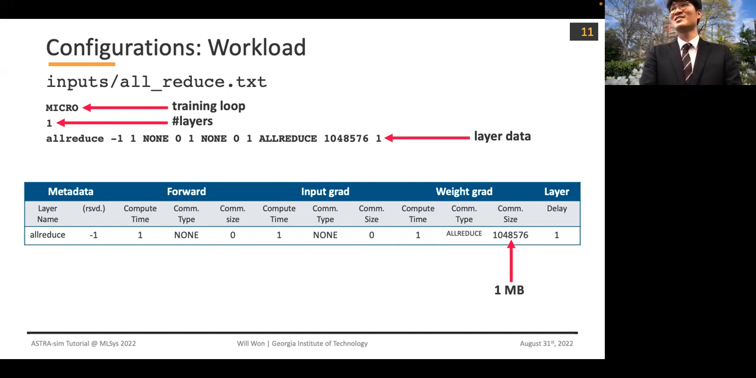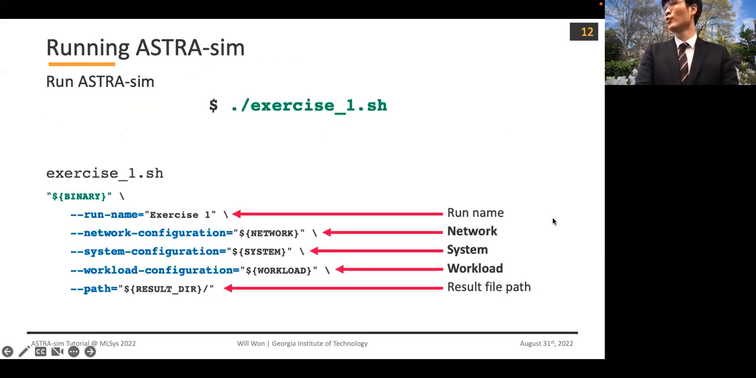But here we are not testing any computation, so for the compute time, I just set it to 1. And the communication, I just randomly put in the input grad dimension. And as you can see, the communication type is all-reduce. And the communication size, you should put in bytes. So I just put 1 megabyte in this bytes number. Then all those input files have been created.